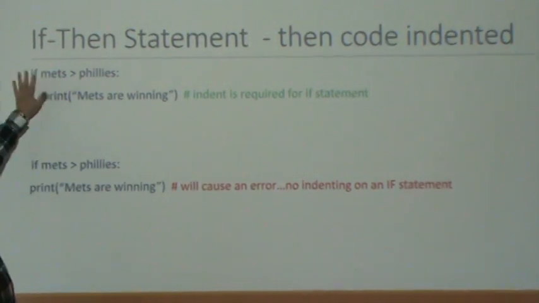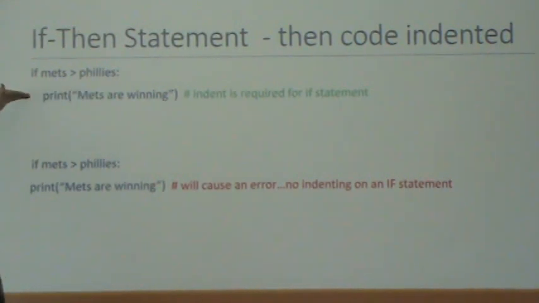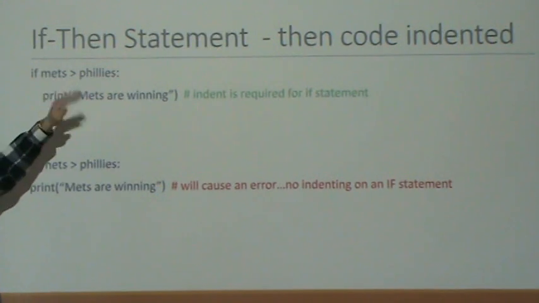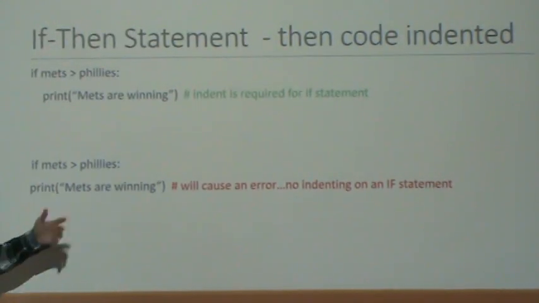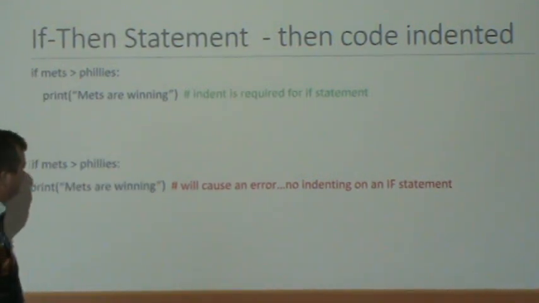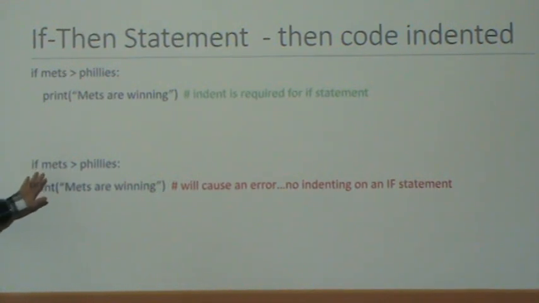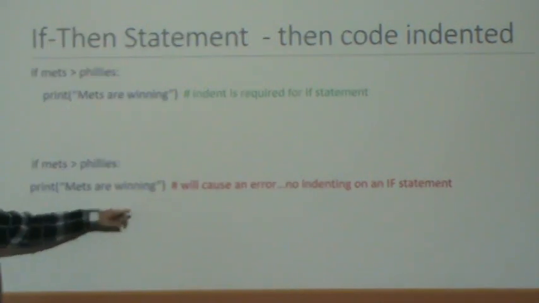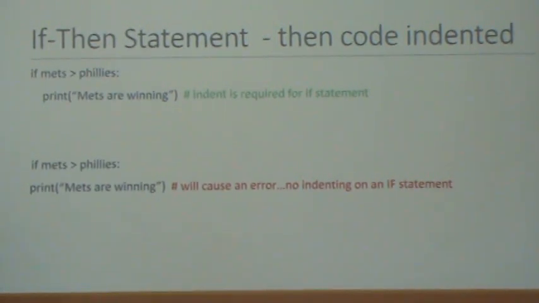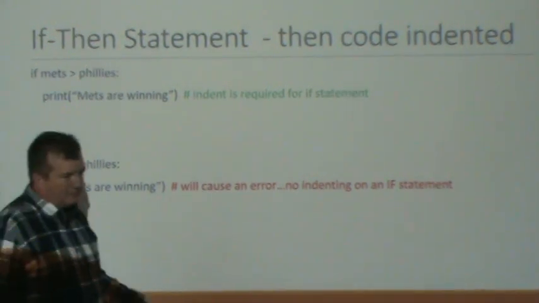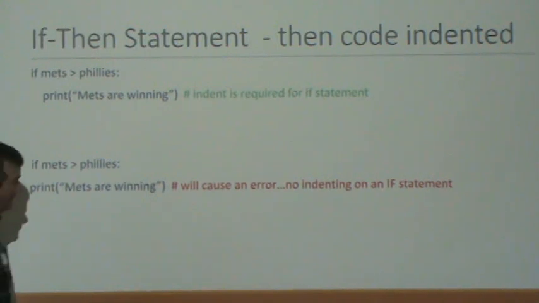You cannot say if Mets greater than Phillies, colon, and then have the next line of code right below it. You can put in the word pass, we'll talk about that a little bit later on. It means don't do anything. But the next line has to be indented or you're going to get an error. So for example, if you said if the Mets are greater than the Phillies, colon, and then you did not indent and you said print the Mets are winning, you might think that this will just print the Mets are winning no matter who's winning. But actually, you're going to get an error because you did not indent after the if statement.